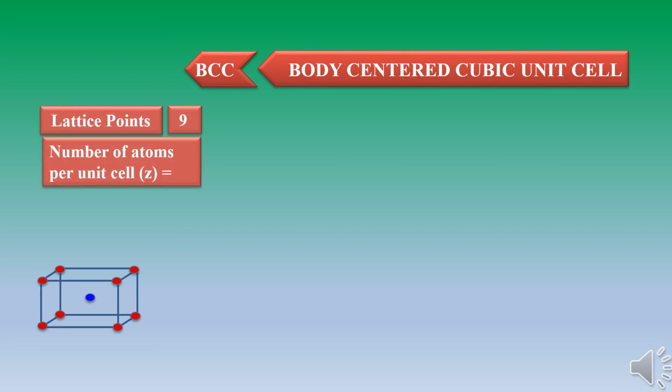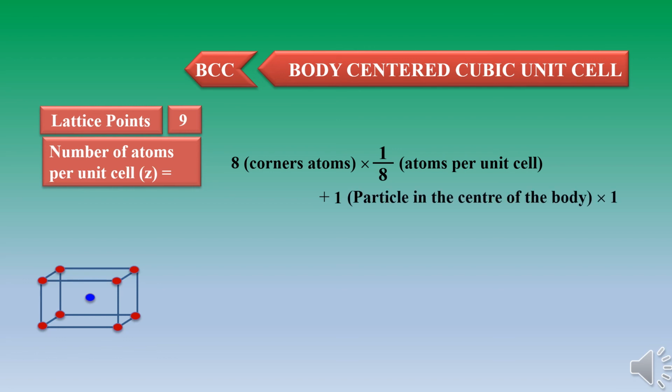But we want to calculate how many atoms are present in BCC unit cell. Number of atoms, denoted as Z, is equal to 8 atoms which are at the corner, which is common for all kinds of unit cell, and the contribution is 1 by 8, plus we have one atom at the body center and its contribution is 1 towards that unit cell. Hence the number of atoms in BCC unit cell is equal to 8 into 1 by 8 plus 1, that is equal to 2. Therefore there are 2 atoms in the body centered unit cell and the lattice points are 9.